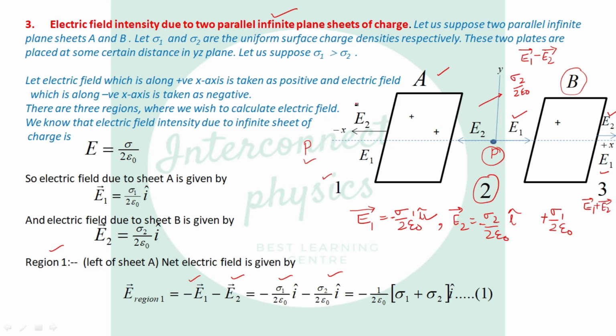So let us summarize this. In region 1, to the left of sheet A, the net electric field is minus E1 minus E2 because both are in the negative x-axis, both are negative. So the result is this.